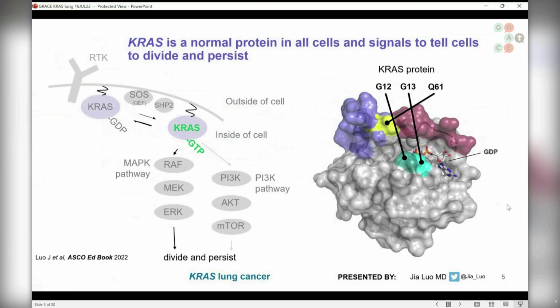And the three colors indicate where the 12th amino acid is, the 13th, and the 61st. And so this is a schematic just showing what areas of the protein itself can be mutated in KRAS lung cancer. And then when one of these sites is mutated, the entire pathway is on when it's not supposed to be on. So cells are now growing and dividing and persisting when they're not supposed to. And that's when a normal cell becomes a cancerous cell. So the next slide.